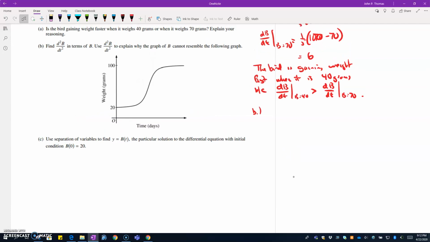All right, part B asks us for two things. The first thing is the second derivative. So I'm going to start with dB/dt, which is 1/5 times (100 minus b), where 100 is the adult weight and b is the current weight of the bird.